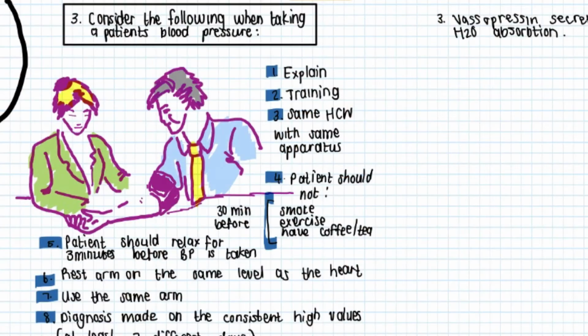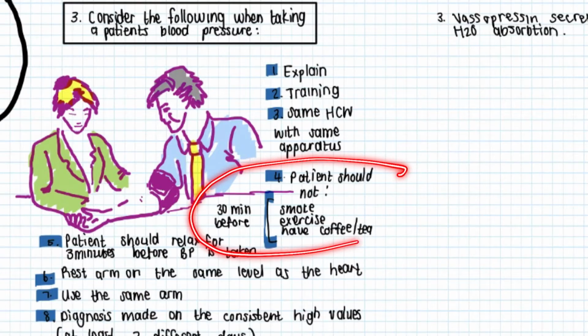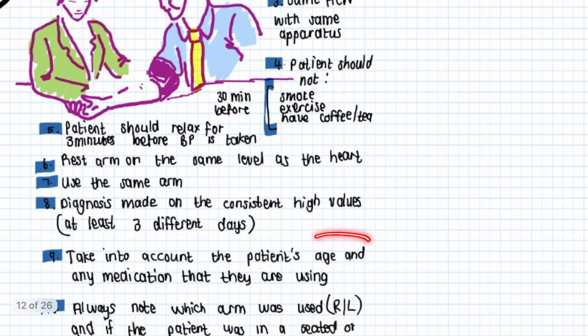Okay, then same healthcare worker with the same apparatus. That's important. If a patient is coming for consecutive blood pressure takings, make sure it's the same person with the same blood pressure monitor. Then a patient should not smoke, exercise, or drink coffee or tea 30 minutes before you take their blood pressure. This can influence the value that you get, and you must always take into account the age of the patient and if they are taking any medication.